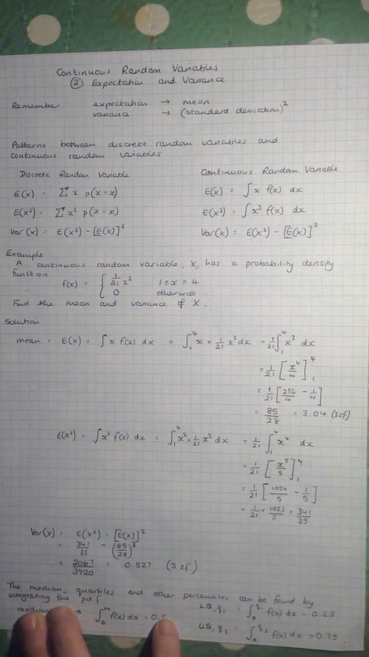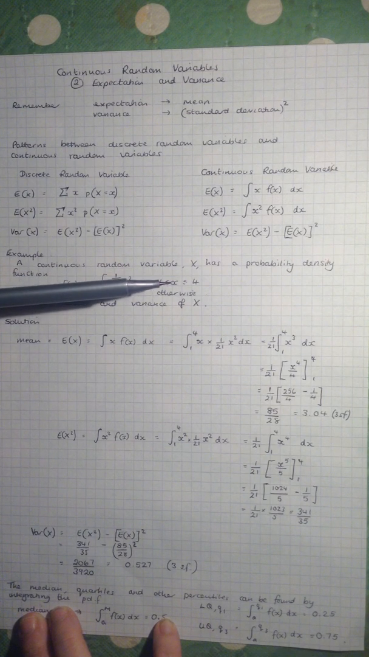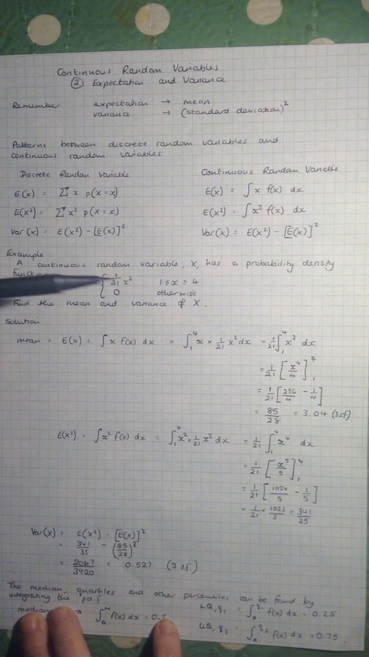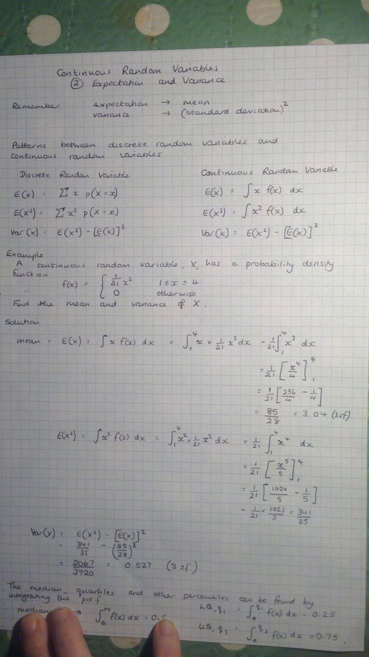So in this example we have our continuous random variable from before. So f(x) is 1 over 21 x squared between x is 1 and 4, and 0 otherwise. And we're going to use this PDF to find the mean and variance of it.